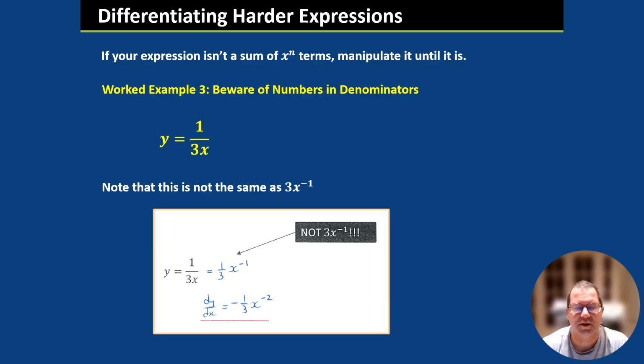In our third worked example, we're just being warned that often people get confused by numbers when they go in denominators. So if you have y equals 1 over 3x, it's very common to see people write 3x to the minus 1, but the 3 is also to the power of minus 1, so it's actually a third of x to the minus 1, and then once we differentiate that, we get negative a third times x to the minus 2.